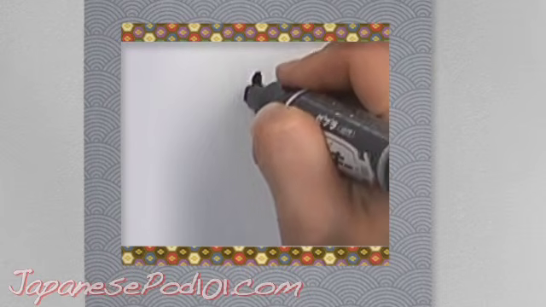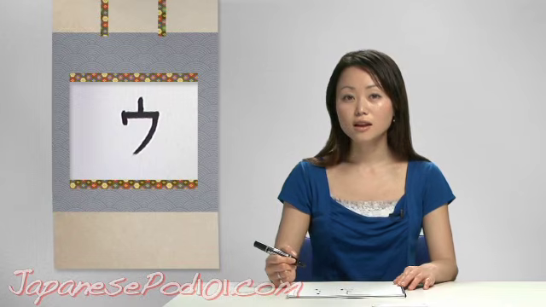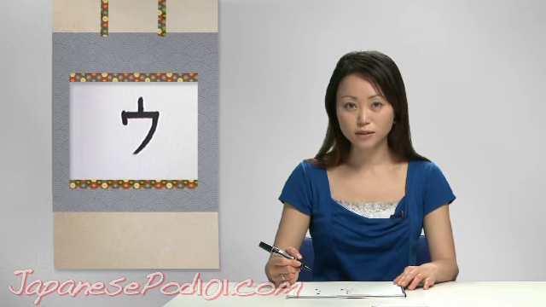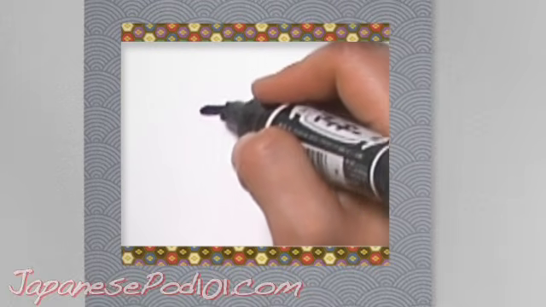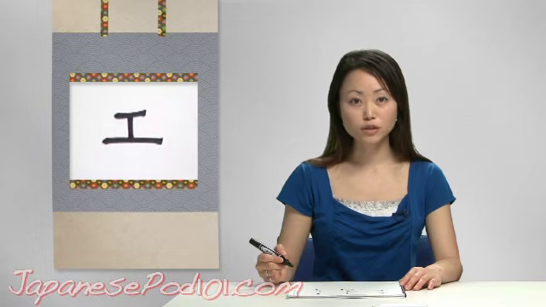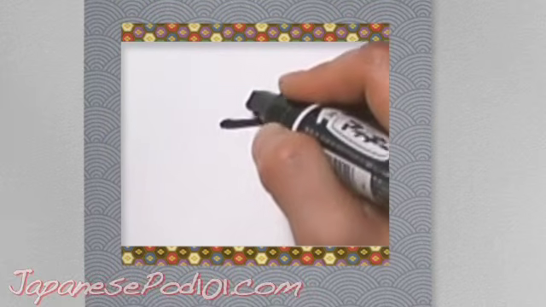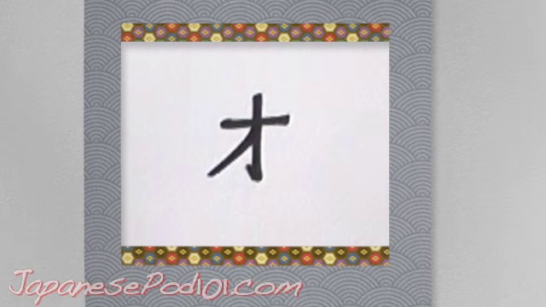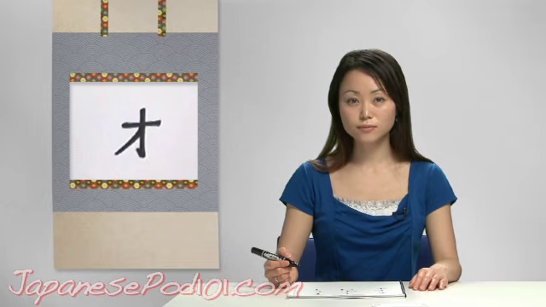Here is U. 1, 2, 3. The first 2 strokes are straight up and down. Does this character remind you of the Hiragana version? They look similar, don't they? This is E. 1, 2, 3. The bottom stroke should be slightly longer than the top stroke. Our last character is O. 1, 2, 3. Notice the hane at the end of the second stroke.